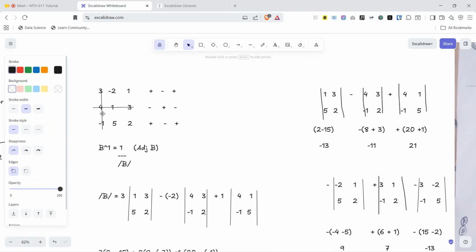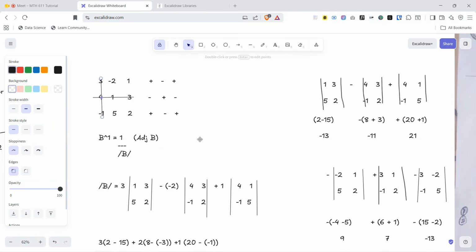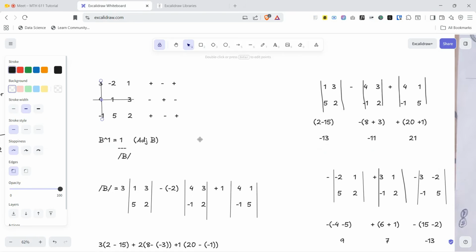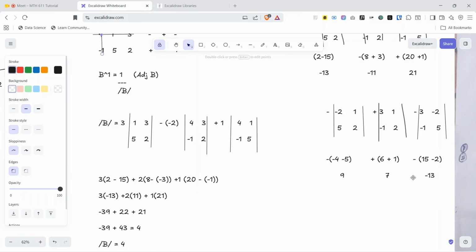Sorry, there is a mistake with the first one. It should be minus 5, no, minus 11. Let me see. It should be minus 8 minus 3. 4 times this, then 8, yes. There's a minus here. Minus 1 times 3, that's minus 3. There's a minus, minus 3. You're right, sorry. So 9, 7, minus 13.